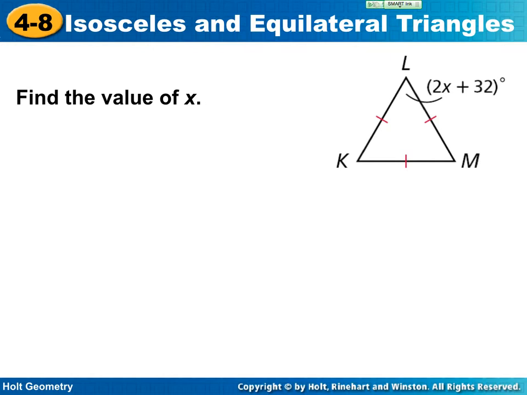If it's equilateral, then the corollary said it's also equiangular. So all three angles are the same. So that angle's 2x plus 32, this one's 2x plus 32, and this one's 2x plus 32. Yesterday we learned what all three angles should add up to be. So add those three, and it should equal 180.